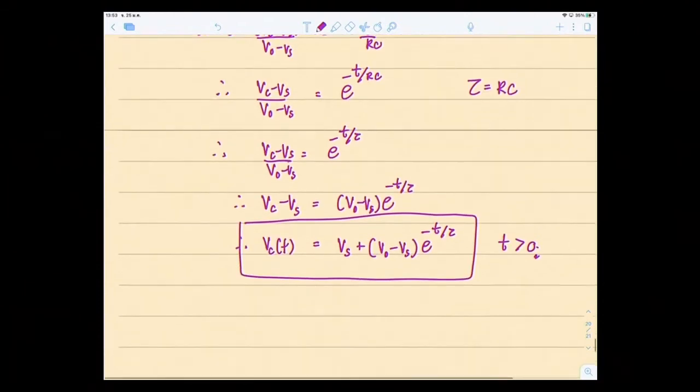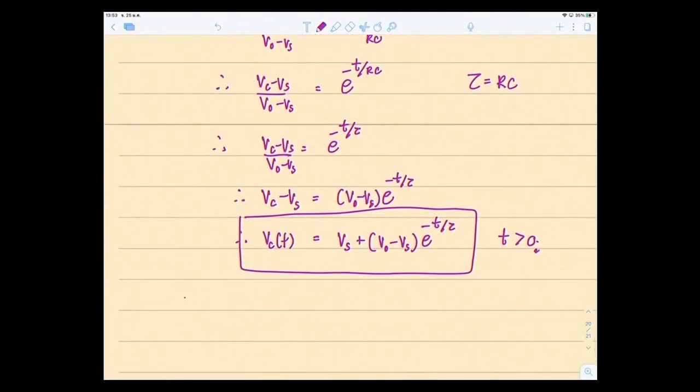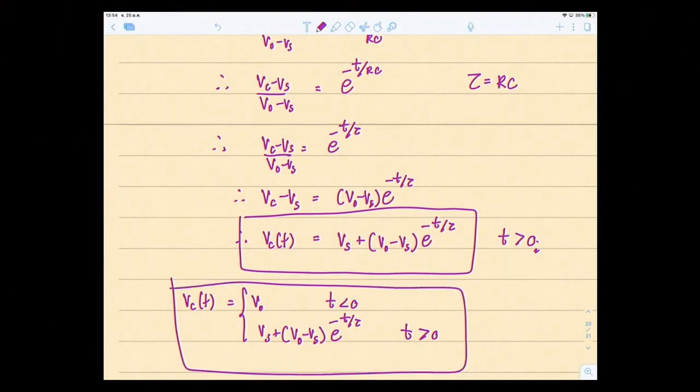Okay, so for a complete answer you will write, well, vc of t would be equal to v naught for t less than 0. Okay, and it is vs plus v naught minus vs e to the minus t over tau for t greater than 0. So this is a complete response.